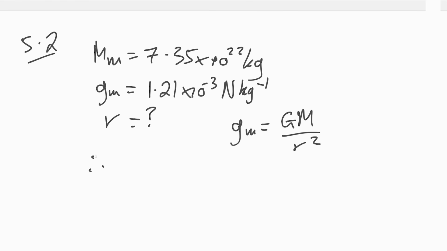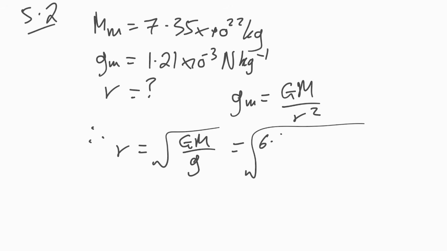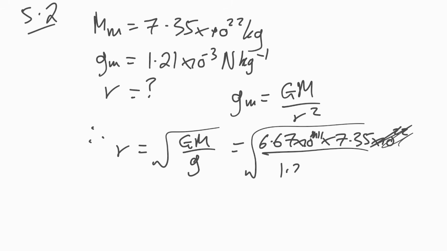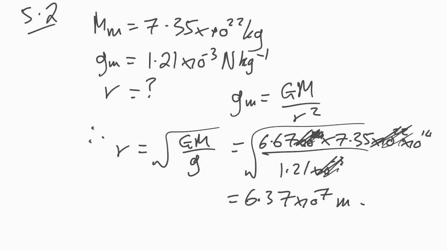And so therefore, r is equal to the square root of GM over g. So that's the square root of 6.67 times 10 to the minus 11 times the mass of the moon. And I'm going to tidy up some powers of 10, so times by 22 just ends up being 11, divided by g, and that is 1.21 times 10 to the minus 3. I'll add 3 onto the top there, so this just ends up being times 10 to the 14. And that gives me 6.37 times 10 to the 7 meters. There we go. Not an easy question, though.